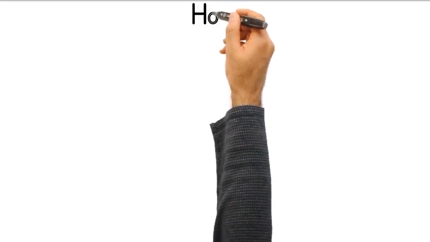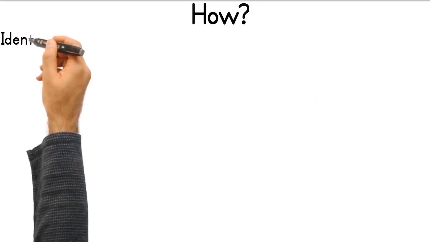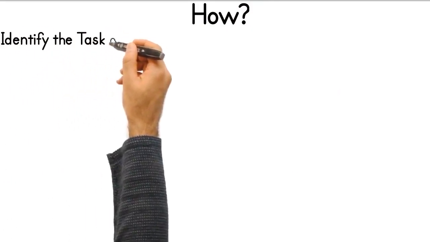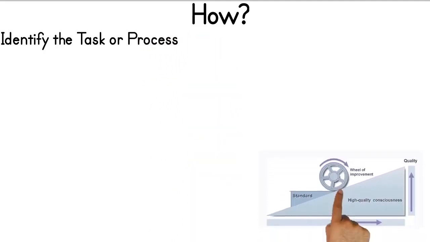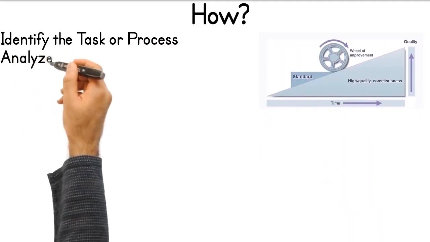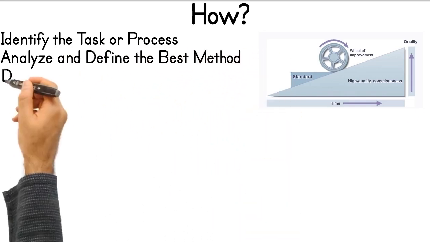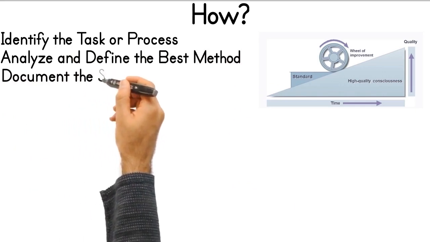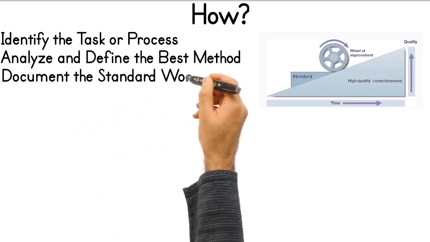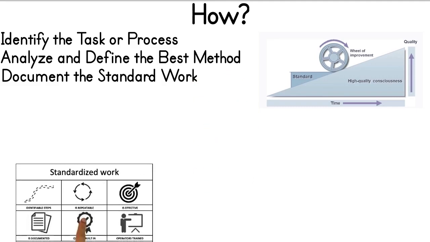The process of implementing standardized work typically involves the following steps. 1. Identify the task or process. Select a task or process that requires standardization. 2. Analyze and define the best method. Break down the task into steps and determine the most efficient and effective way to complete it. 3. Document the standard work. Create clear, detailed instructions that include the task sequence, required tools, time frames, and safety considerations.